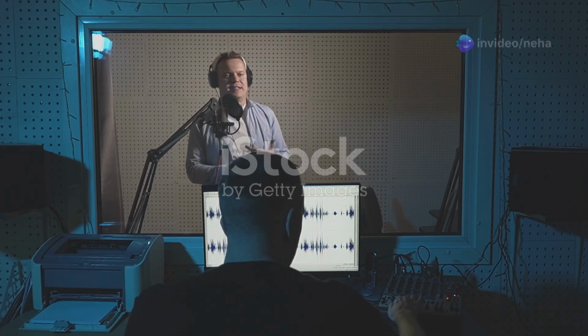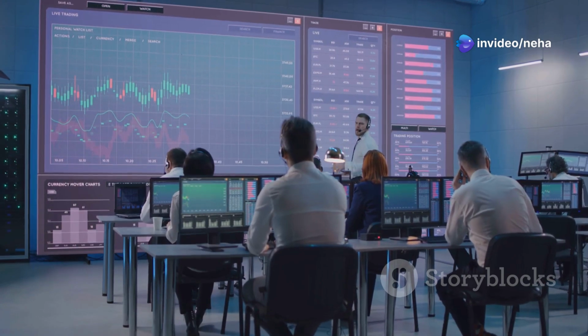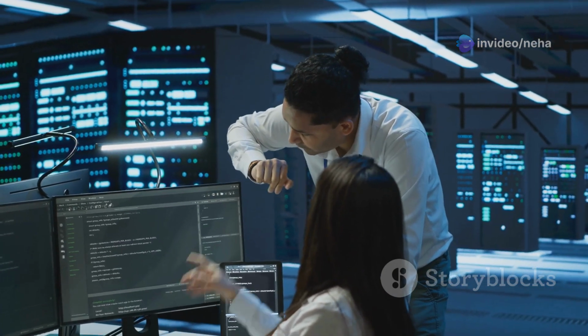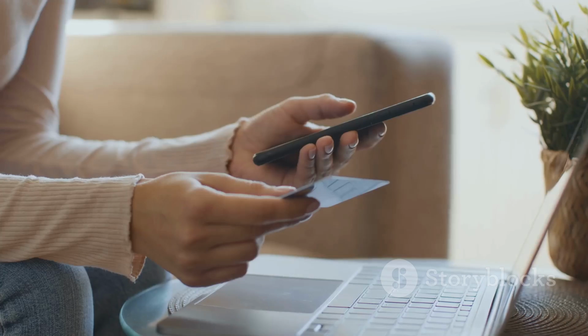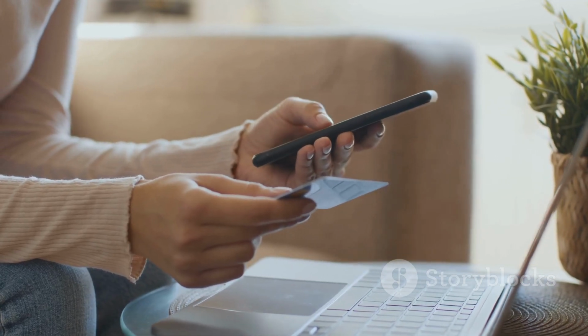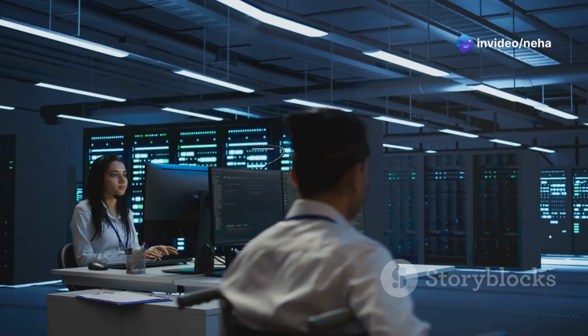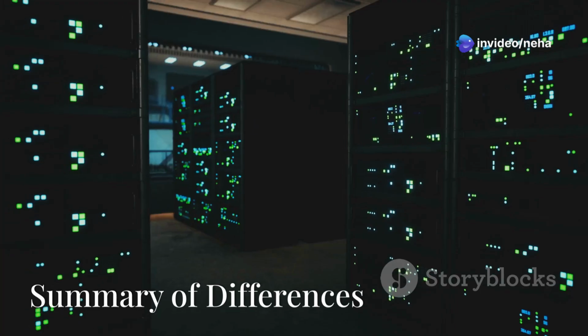Chapter 6. Use Cases. Let's explore where blockchain and traditional databases excel. Traditional databases power online banking, e-commerce, and CRM systems. Blockchain excels in security, transparency, and trust. Key use cases include cryptocurrencies, supply chain management, and digital identity.